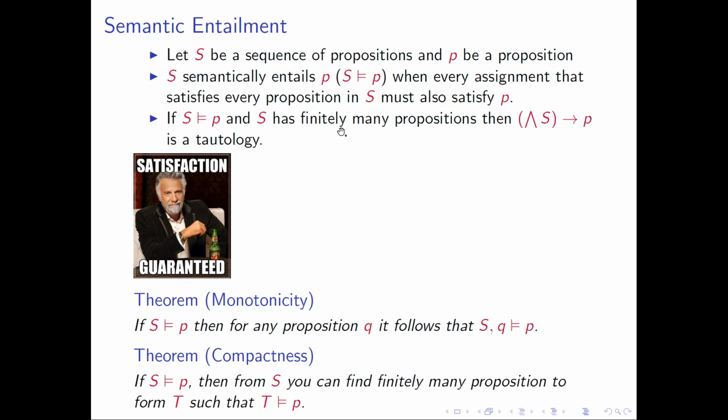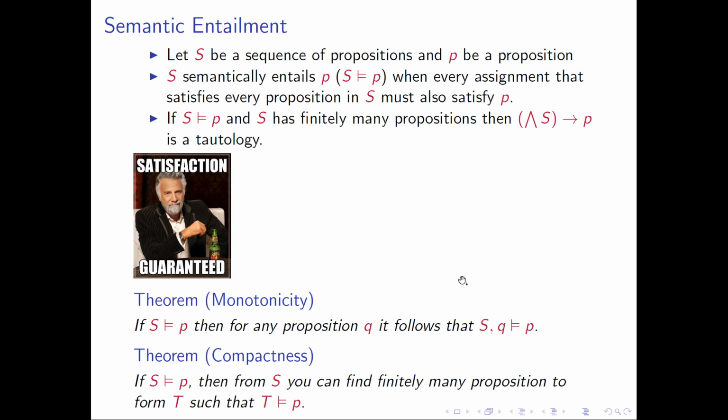So we can think of this as if we take the conjunction of all the propositions in S, then that logically implies P. Okay, so if S has finitely many propositions, the conjunction of S implies P. So this thing is a tautology. Okay, so semantic entailment is when if we have an assignment that satisfies S, it must also satisfy P. So it's satisfaction guaranteed.